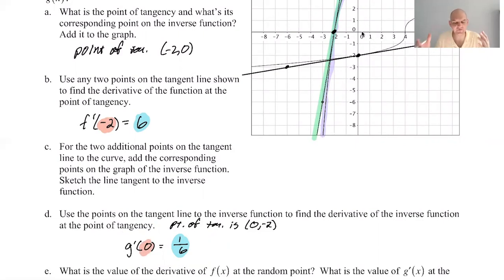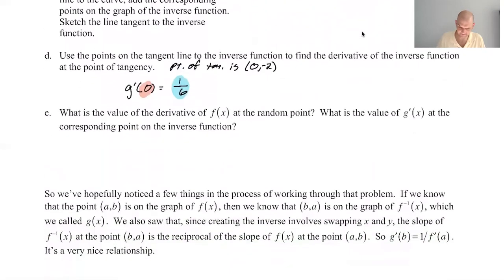And one way of thinking about it, and it's actually kind of how I think about it, is like on the original function, it's like delta y over delta x. When you switch x and y, that becomes delta x over delta y. That's why you're just flipping that slope over, I guess. That's how I think about it.